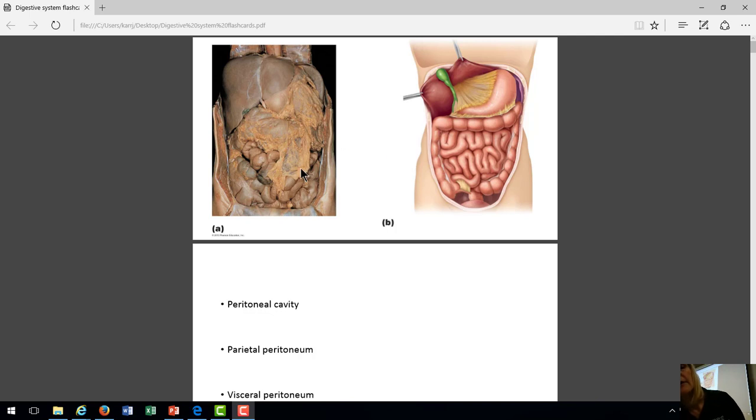So it has lymph nodes in there, it has fat in there, and it just acts as a protective, kind of insulating covering over the abdominal cavity, because it's not protected by bone. It's kind of just out there and exposed. So it just has a protective function.